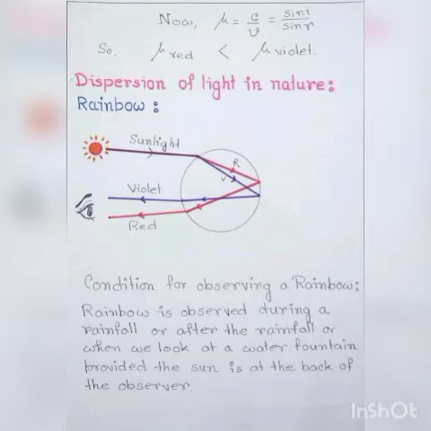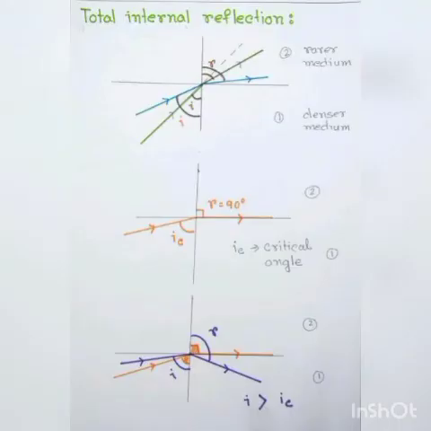Different colors of refracted sunlight fall on the opposite face of the water drop and suffer internal reflection. And the reflected colors on reaching the lower surface of the water droplet are refracted again into the air. And thus we get the spectrum of 7 colors, which is known as a rainbow. Now, to explain rainbow, I have used one term, total internal reflection. So, what is total internal reflection?